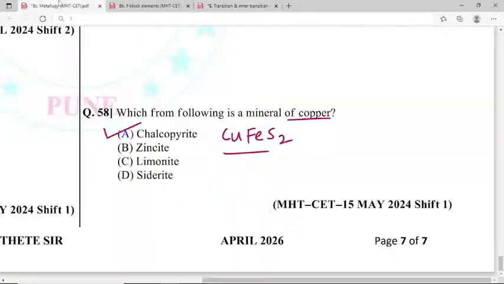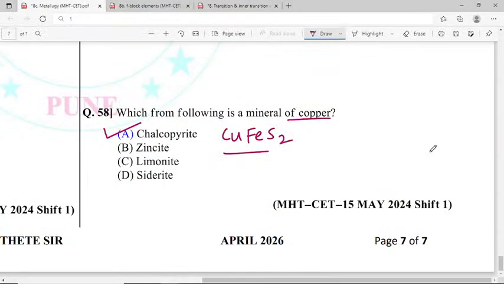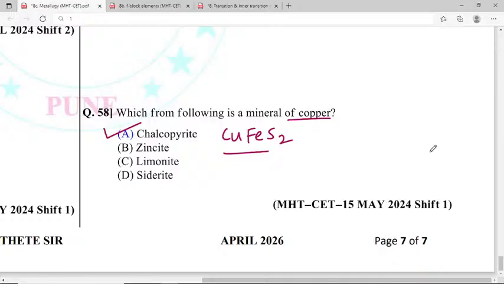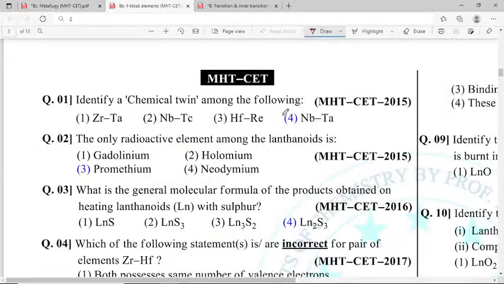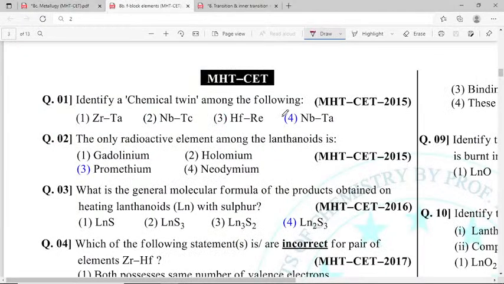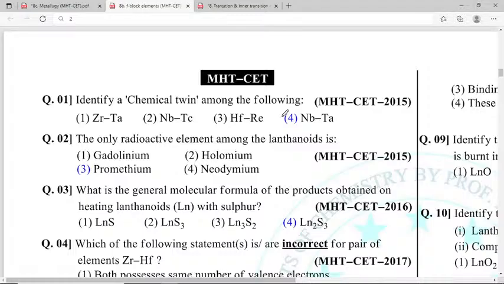Okay, now metallurgy is done. Mid section was metallurgy, d block metallurgy, and after metallurgy there is the f block element, inner transition element. Now start the inner transition elements. Identify chemical twins.